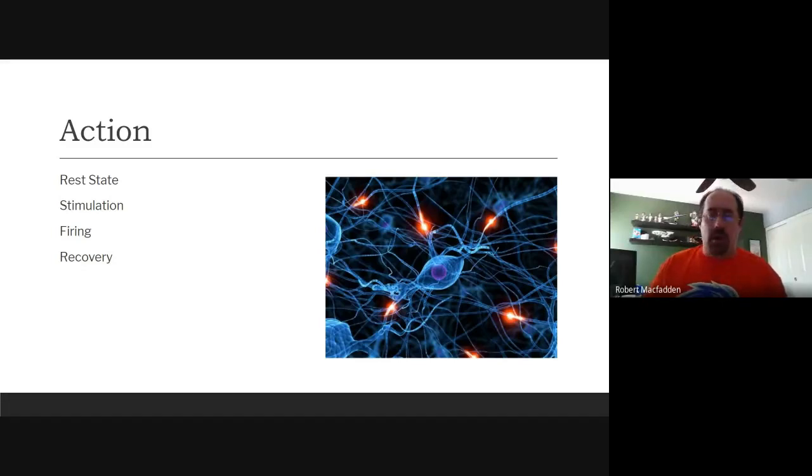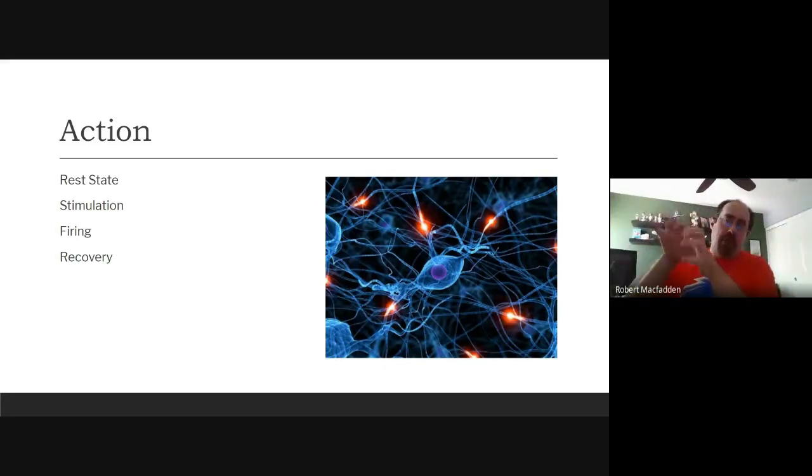The way that a neuron functions is it is in a natural state at rest, meaning nothing is happening inside of there. There is the potential for action, but nothing is happening. The neuron is at rest. Now, when the neuron starts receiving information from its neighboring neurons, it receives that stimulation through its dendrites.